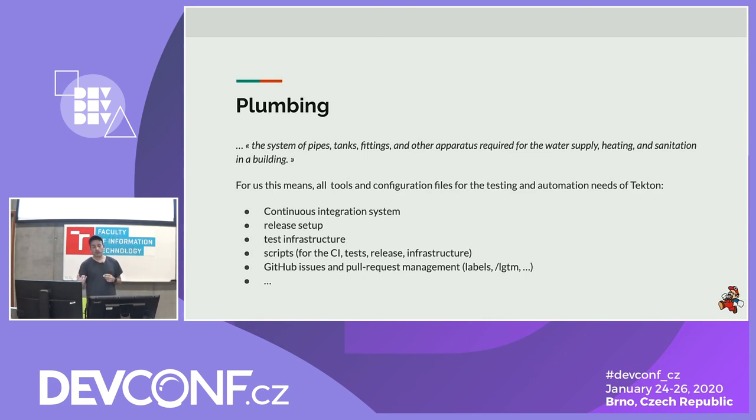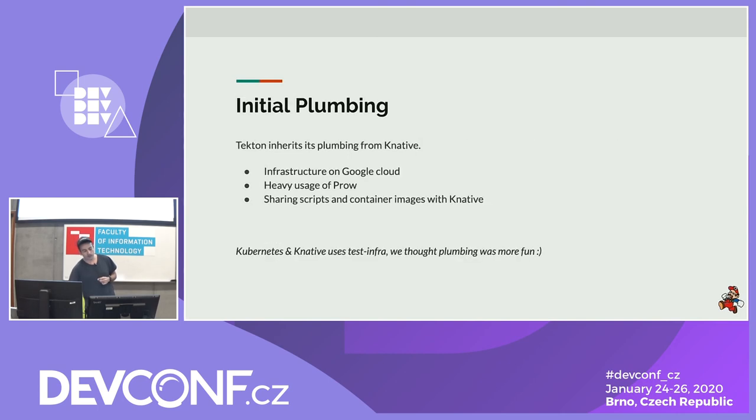We have all the configuration as well there. So that's what we call plumbing. Kubernetes and Knative use the word test in prow, but I think plumbing is a bit more fun. And we can have Mario on the slide, so that's nice.